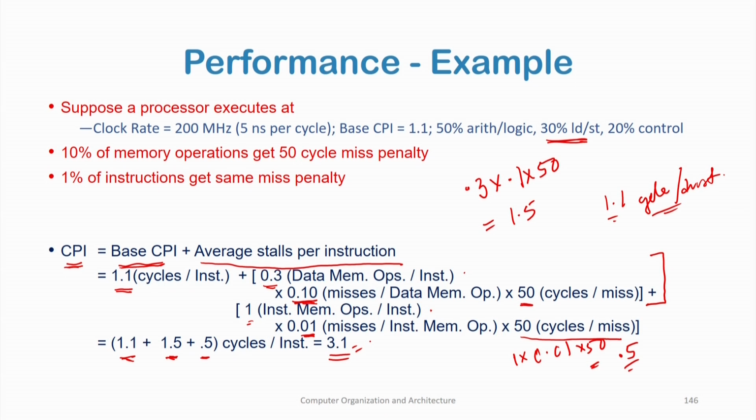So, we can understand that if everything is a hit, then I require only 1.1 cycles per instruction, but due to the overheads caused by the misses in the cache, because I have to go to the memory, sometimes 10% of the times in case of data and 1% of the times in case of instructions, the effective amount of time required to execute each instruction becomes 3.1 cycles. Okay. So, this was the amount of performance degradation.